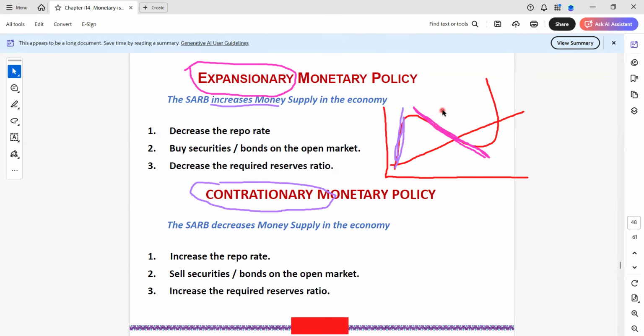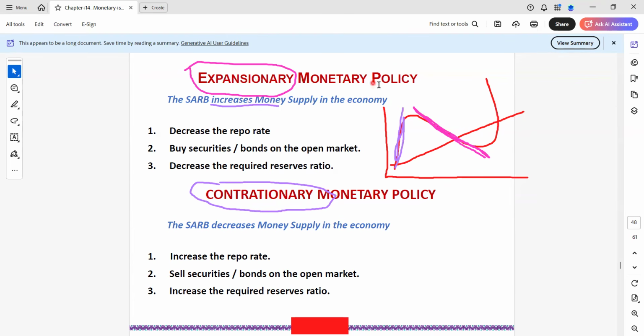Because if money increases, it means that commercial banks are going to have more money and then they can grant credits. If they grant credits, more businesses will be created. People will have more disposable income and so on. Then the economic activities will increase, and it will come back to this phase here, the expansionary phase.